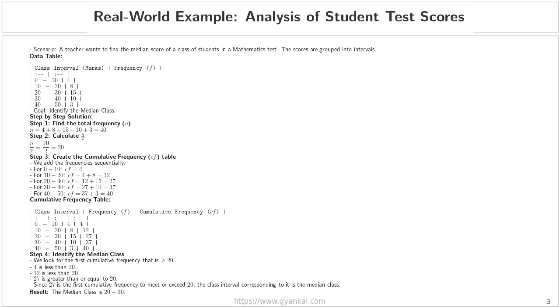Since 27 is the very first cumulative frequency that meets or exceeds our target of 20, the class interval associated with this value is our winner. Therefore, our final result is that the median class is the 20 to 30 interval. As we move to the next slide, keep this logic in mind, because it is very easy to make a mistake if you don't follow these steps precisely.